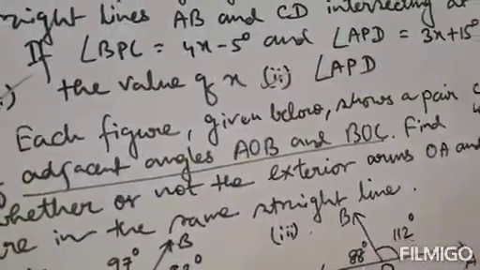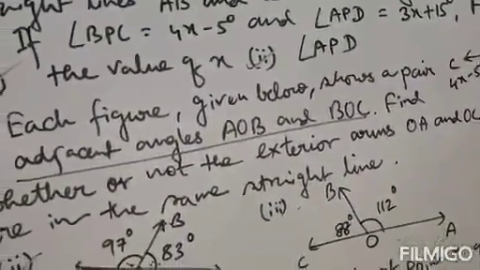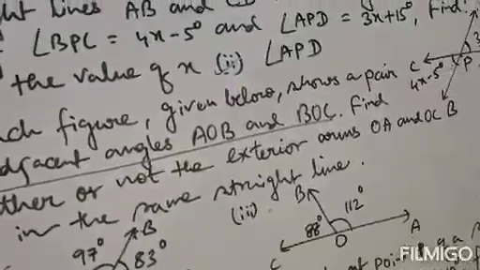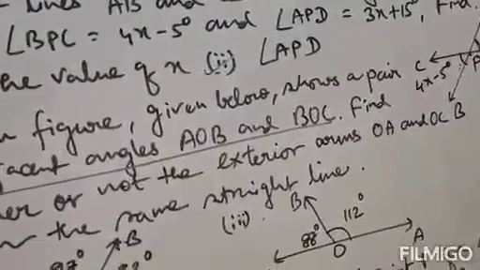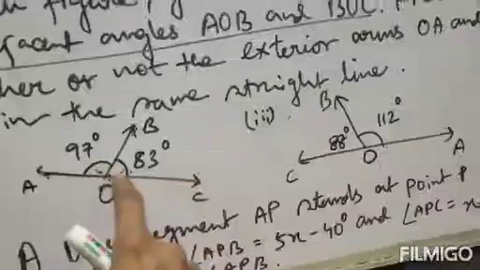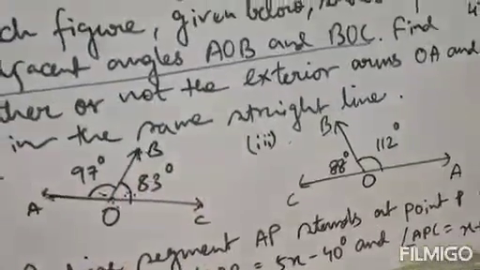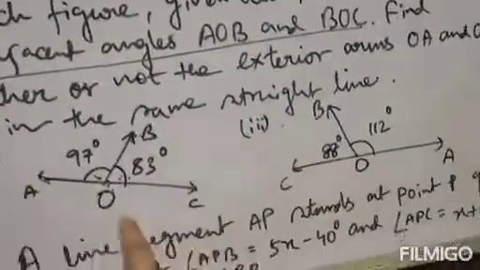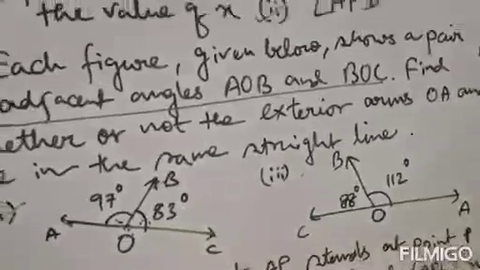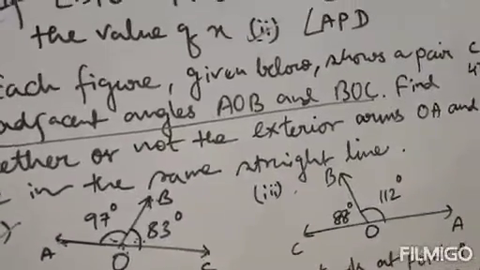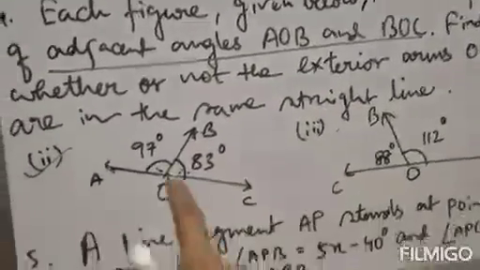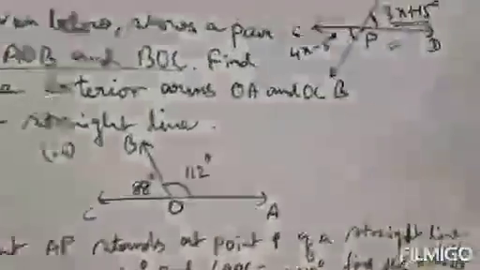It states that if the sum of two adjacent angles is 180 degree, then their exterior arms will be in a straight line. So we will just find the sum of these two angles, and if the sum of these two angles is 180 degree, only then OA and OC, the two exterior arms, will be on a straight line. Otherwise it will not be on a straight line. Clear? So just find the sum of these two angles first.